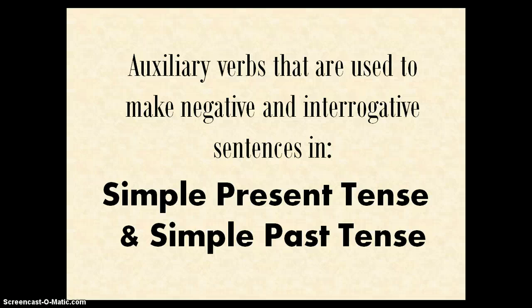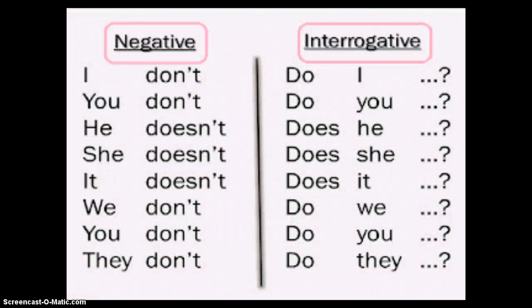Now, let's move to the explanation. As I said before, do, does, and did are used in negative and interrogative sentences. And you can read the example of negative and interrogative. I don't, you don't, he doesn't, she doesn't, it doesn't, we don't, you don't, they don't. Can you find the differences between do and does? Okay, I will explain in more detail to you.